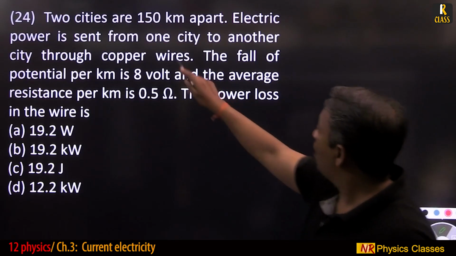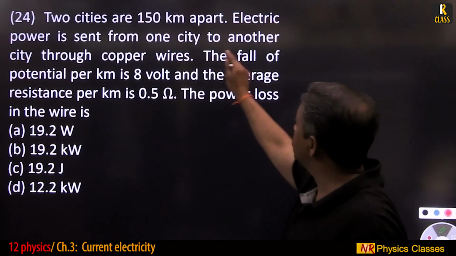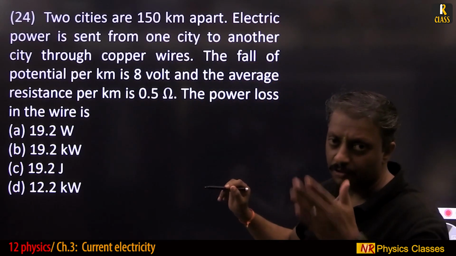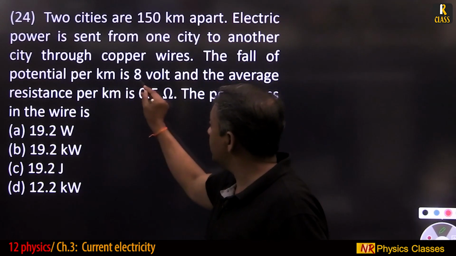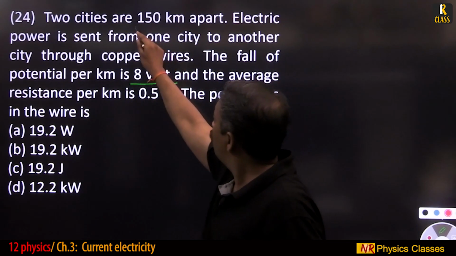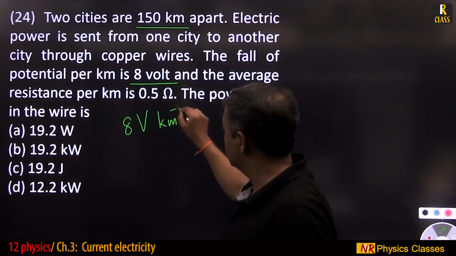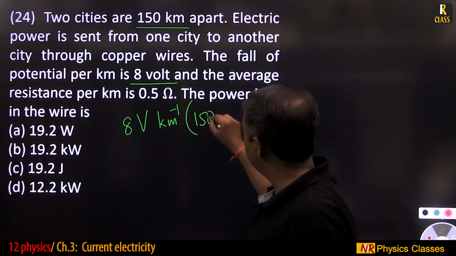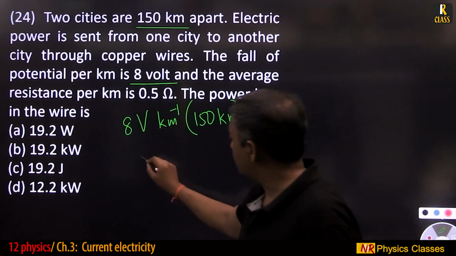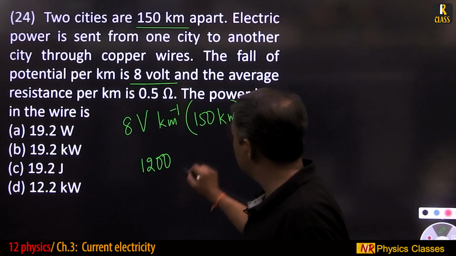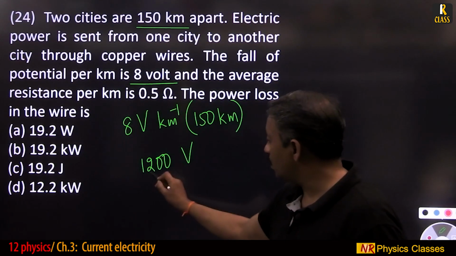Two cities are 150 km apart. Electric power is sent from one city to another. The fall of potential per kilometer is 8 volt. 150 kilometer, 8 volt per kilometer, so the product of these two is 1200 volt. The fall of potential difference is 1200 volt.